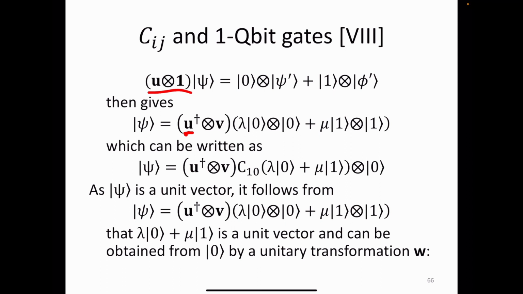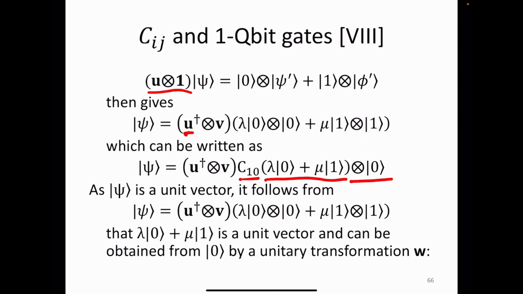which can also be written as the states U, the complex conjugate transpose, tensor again with the transformation V, and then the standard controlled NOT operation applied to that state here. Okay, and we have our remaining qubit out here.